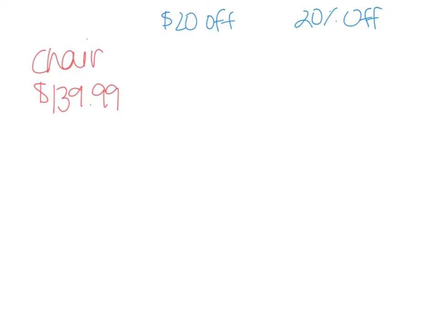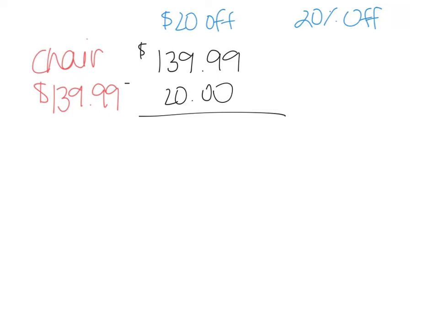Okay, so you all should be working on the dueling coupons assignment where you're comparing whether it's better to do a $20 off or a 20% off discount. So the first item that you have is a chair, and it is $139.99. If something is $20 off, all you merely have to do is subtract the $20. It's purely that simple, right?